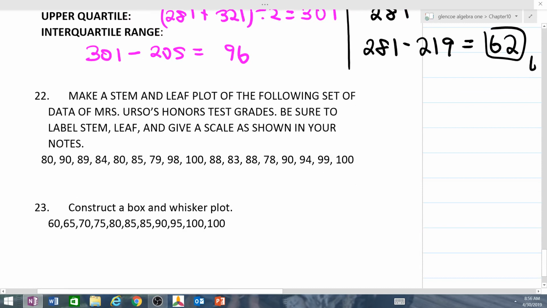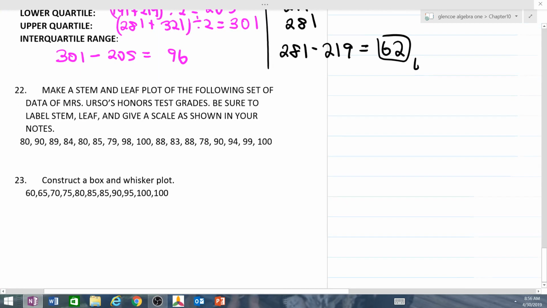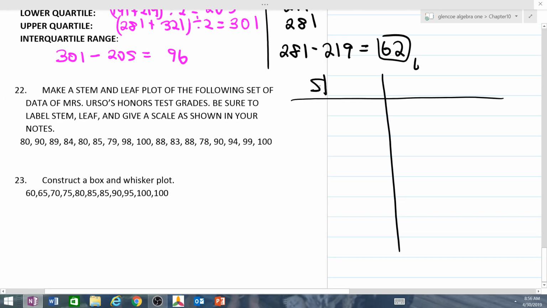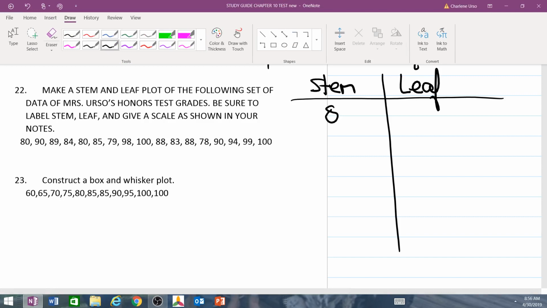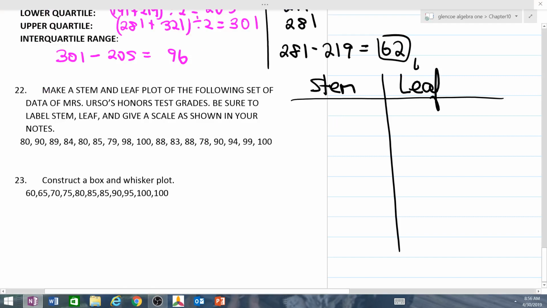Make a stem and leaf plot of the following set of data of Mrs. Urso's honors test grades. Be sure to label stem and leaf, and give a scale as shown in your notes. I'm just going to do this for you real quickly because I want to make sure you don't make a mistake. And then the last thing we needed to do was a box and whisker. So the stem and leaf plot would look like this. These are my test grades. Let's get the first one in there. You guys are copying that down, and I'm going to make it for you real quick.